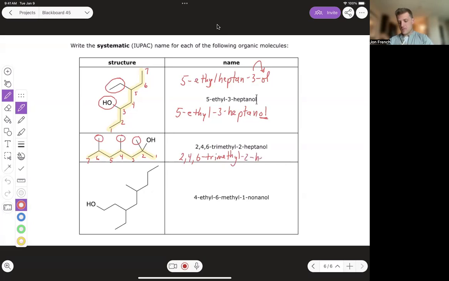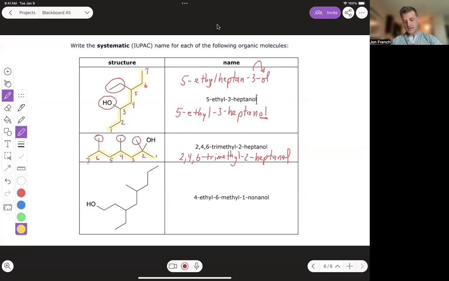So 2-heptanol, again in the older style of naming it, but that's fine. All right, now let's get to our last one here. We're going to figure out our longest carbon chain that contains our alcohol. We'll find the longest carbon chain first, and then we're going to number this from the left because we want our alcohol to have the lowest number possible. So 1, 2, 3, 4, 5, 6, 7, and 8.